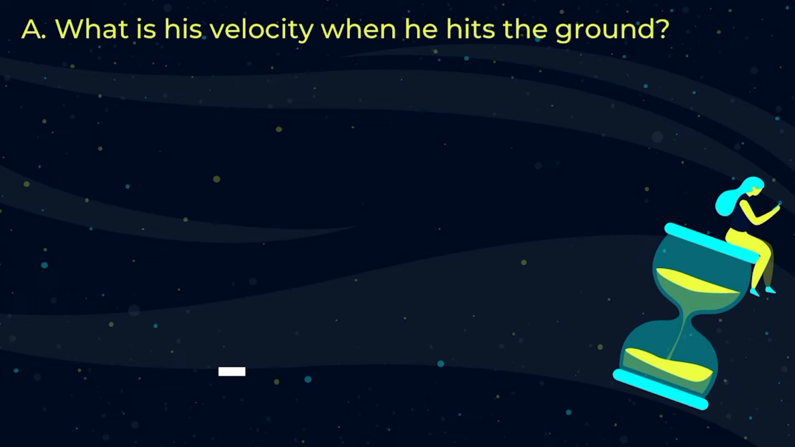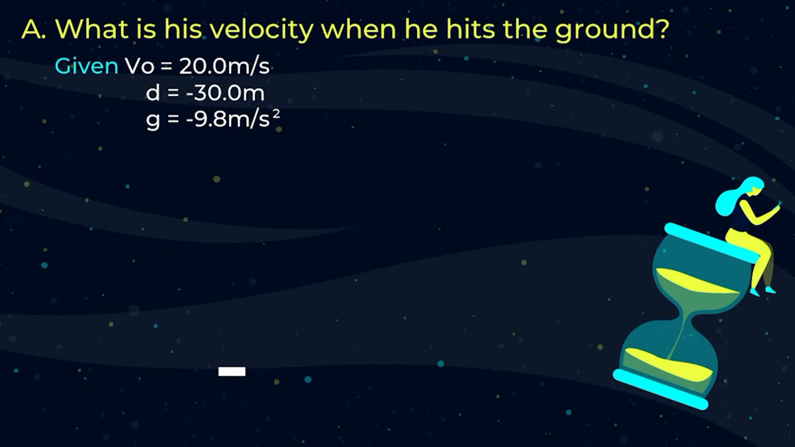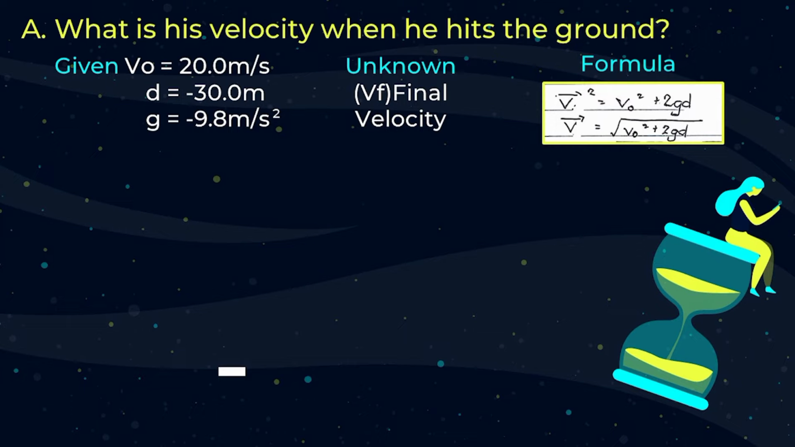For the first question, we are tasked to find his velocity when he hits the ground, that is, his final velocity. So in order to answer this problem, we will use the formula: final velocity squared equals initial velocity squared plus 2 times acceleration due to gravity times the distance. Simplifying this further, final velocity is equal to the square root of initial velocity squared plus 2 times acceleration due to gravity times the distance.